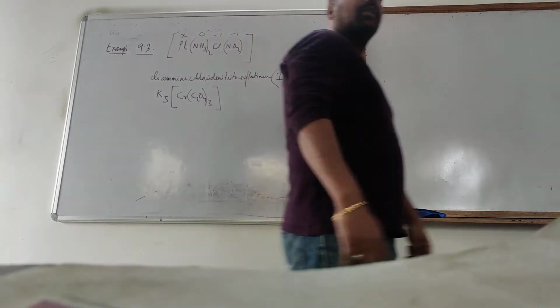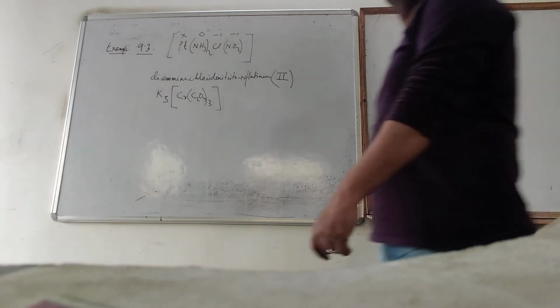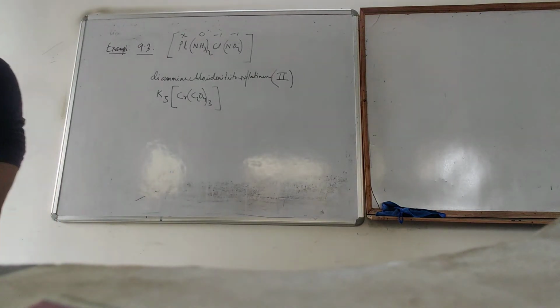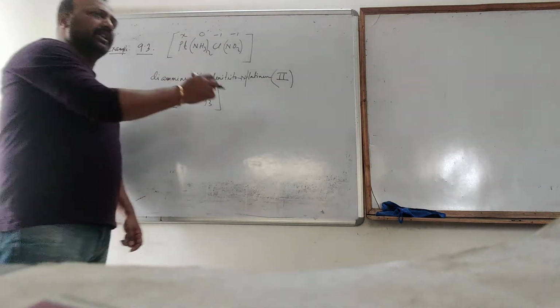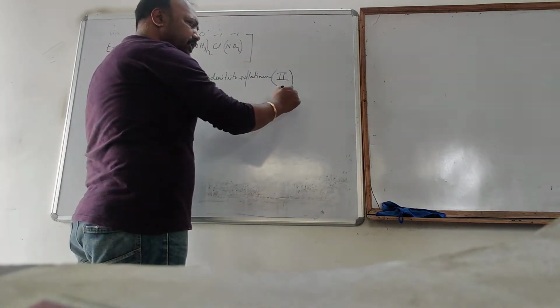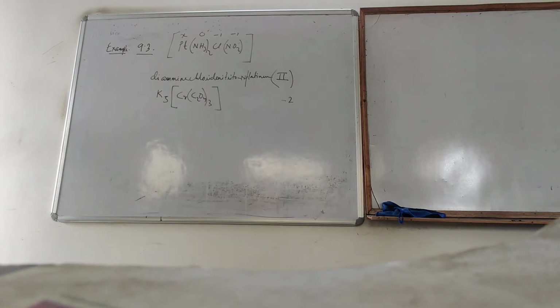Oxalato. This is the oxalate ion. Whatever ligands will come, you should make a list of it. Oxalato is a bidentate ligand, and the oxidation state is -2.